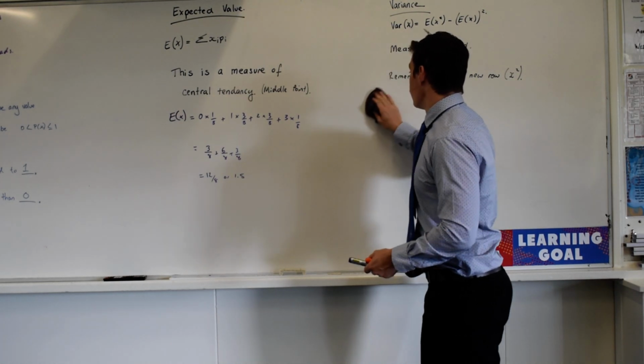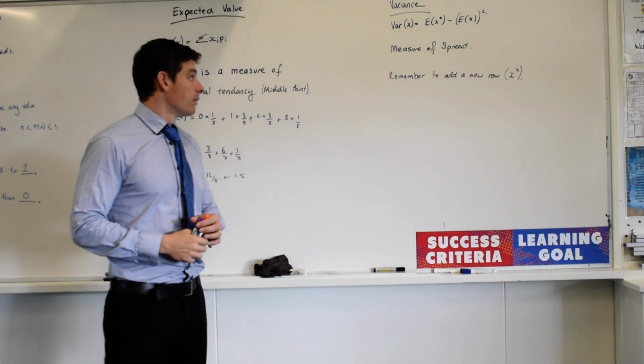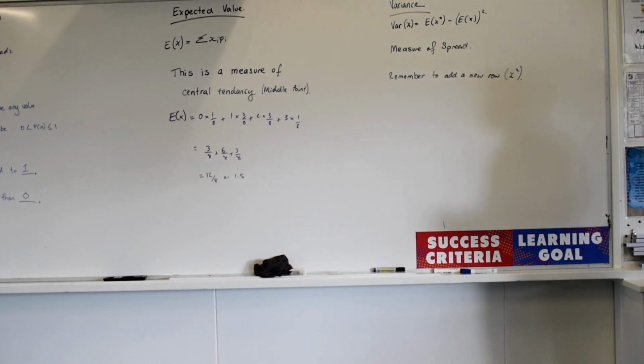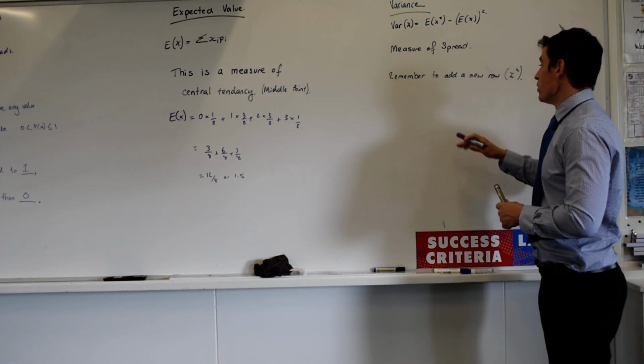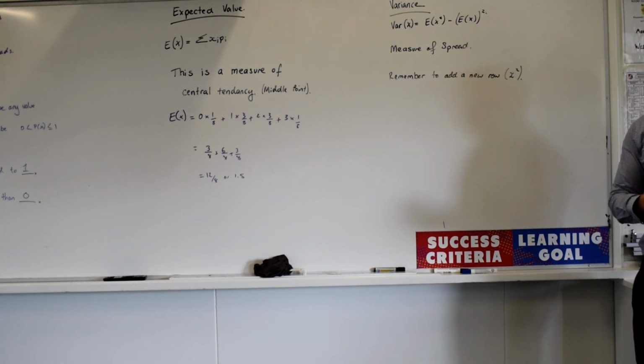So variance is an important measure that we get out of our data, and it tells us a lot about how significant a data point is or how widespread a set of data is. This is the equation. It's a bit more complicated. We can probably agree on that.